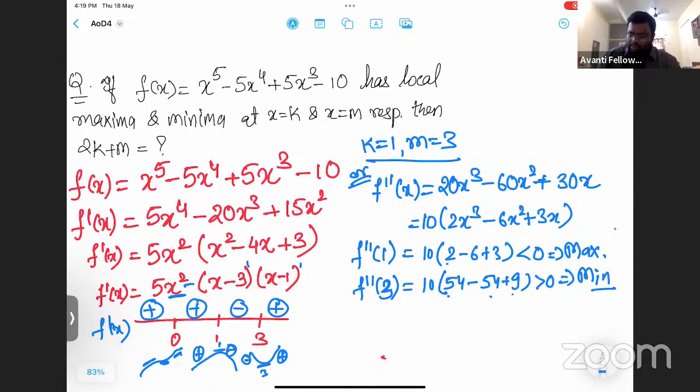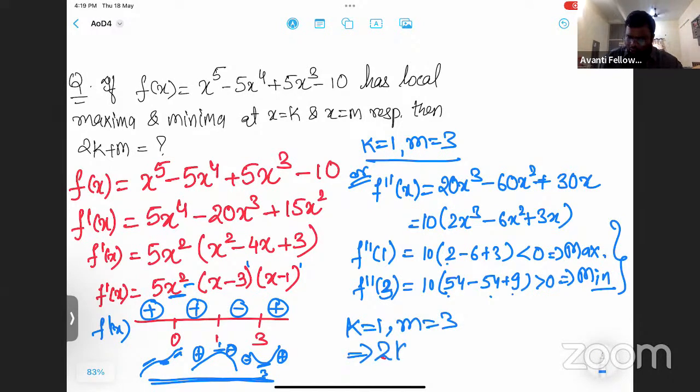So by this process also we can assess which point is maxima and which point is minima, or we can directly use our visualization that a graph going from positive to negative gives maxima and negative to positive gives minima. So finally we got the value of k equal to 1, m is equal to 3.